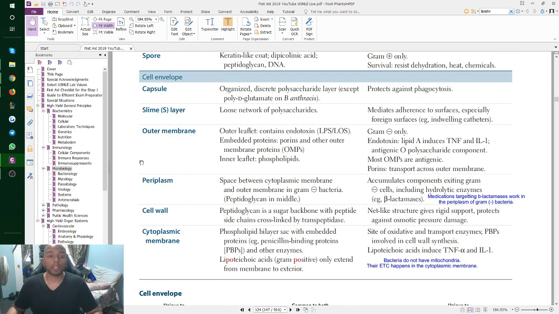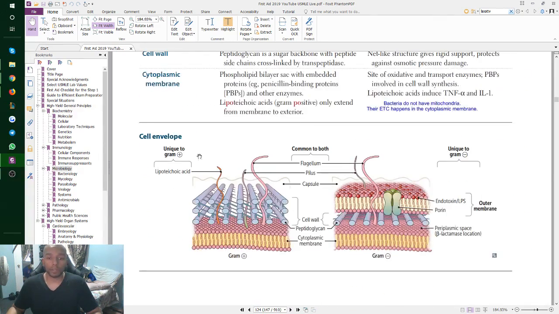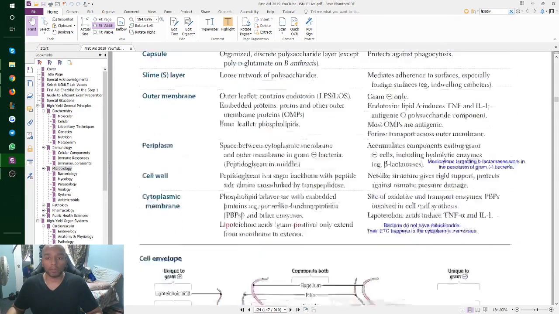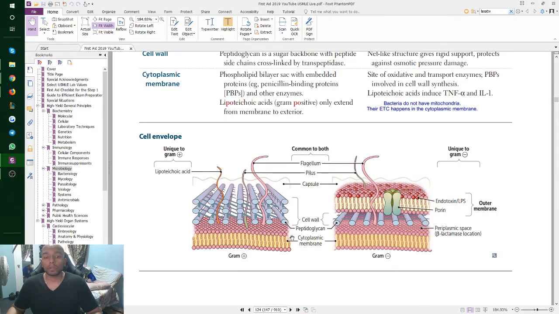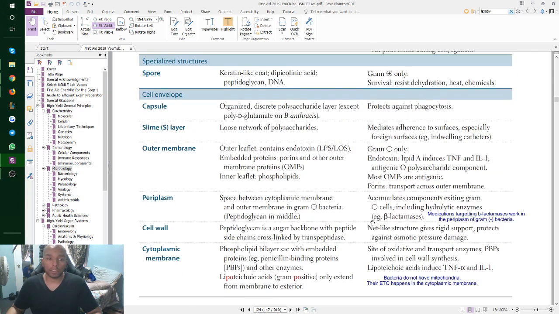The last thing are your cell envelopes, right? So this is what they show you at the bottom over here. There's only two real divisions between the two. You're either going to be gram-positive, where you're going to have the lipoteichoic acid as well, or you're going to be gram-negative, and you have something called an outer membrane, right? Two membranes, an inner membrane and an outer membrane, with the periplasmic space. So let's take a look.